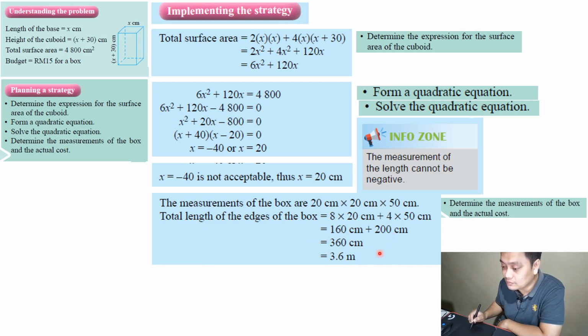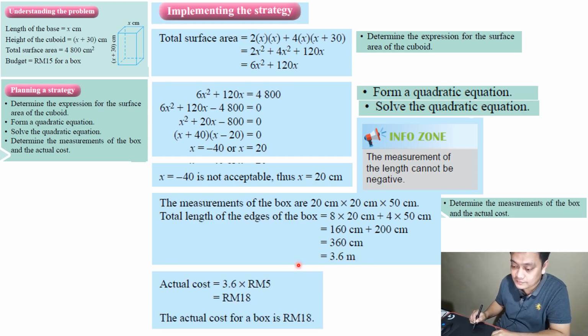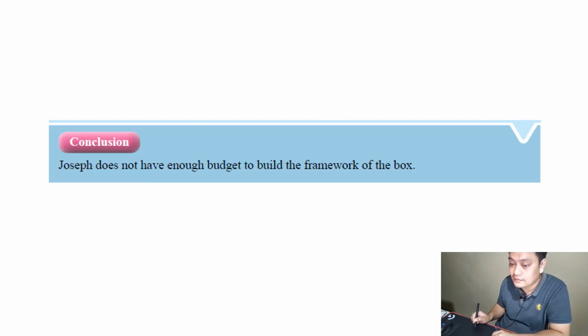We convert it into meters, which is equal to 3.6 meters, because you are given the price for 1 meter is equal to 5 ringgit. Okay, 5 ringgit. So for 3.6 meters, the actual cost will be 18 ringgit. But remember, Joseph's budget is 15 ringgit. So we can make a conclusion: Joseph does not have enough budget to build the framework of the box.